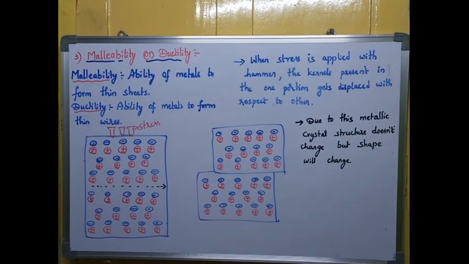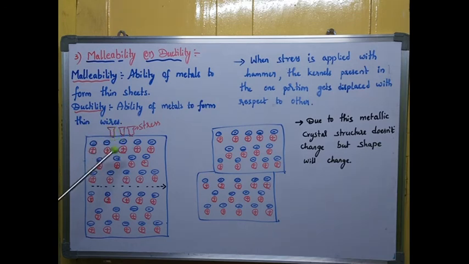Coming to the next topic, malleability or ductility. So already we have discussed the definitions of malleability and ductility in properties of metals. So what is meant by malleability? The ability of metals to form thin sheets is called malleability. And you can give the best example like aluminium sheets which are used for packing food. And next, ductility, the ability of metals to form thin wires. I can give you the example of copper wire which is used for electrical conductance.